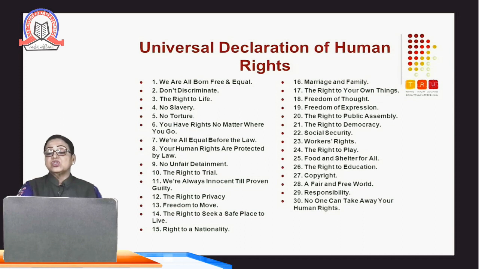And the last is, no one can take away your human rights. Whatever human rights we have, nobody has the right to disturb them. That means nobody has the right to intervene or disturb or destroy our human rights. Our human rights will always remain with us.